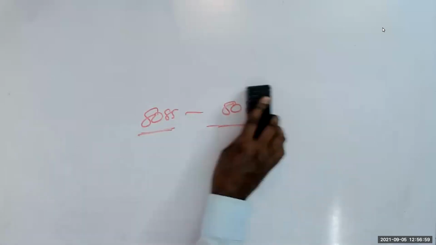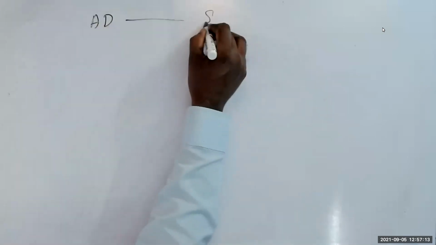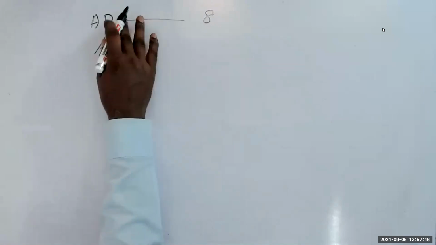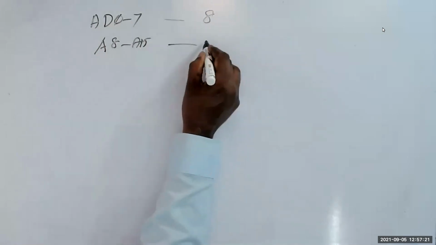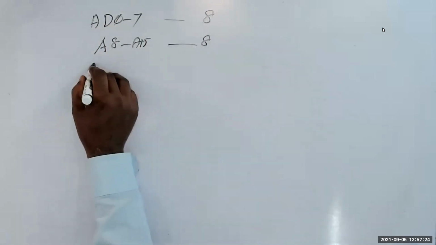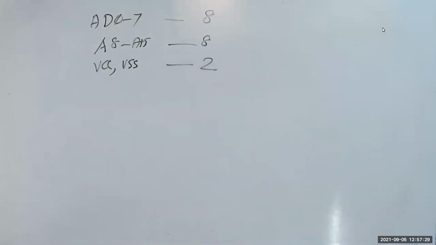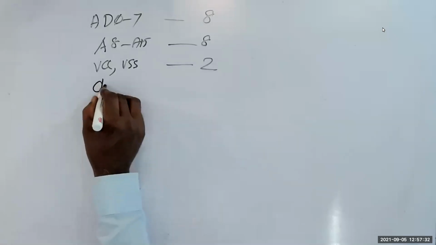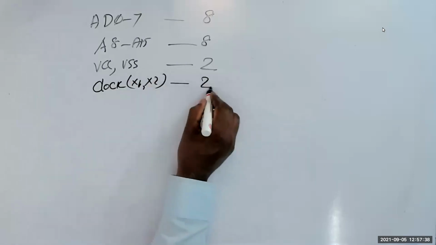That is fine. So if you have any other doubts on today's 40 pins, let me once again write down all the 40 pins. Please validate if it's right or wrong. I might have forgotten. Address pins, AD bus, 8 pins: AD0 to AD7. A8 to A15, 8 pins. Power supply, VCC and VSS is 2 pins. Then clock, X1, X2, you have 2 pins.